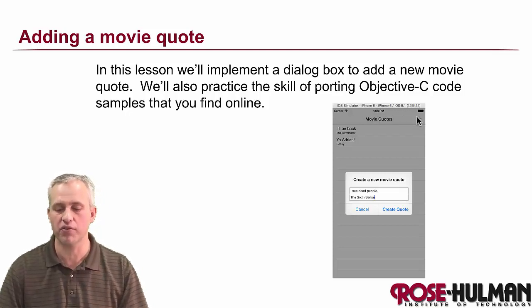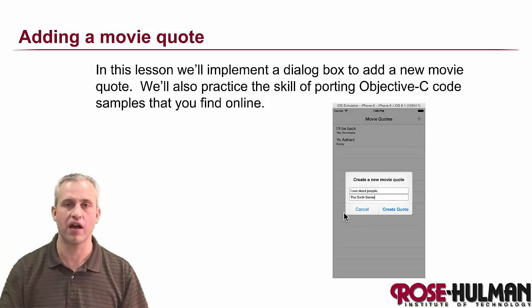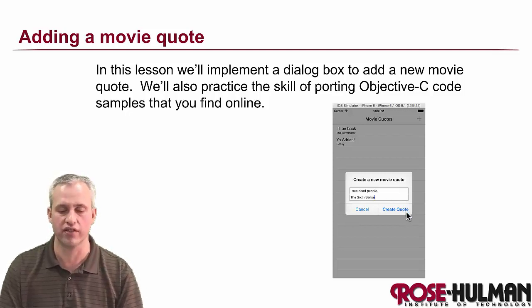So we're going to make a little plus button up here, and then when you click it, it's going to show a little dialog box, which Apple calls alert views, and then it's going to have 2 text fields in it, and we're going to create quotes just like that.